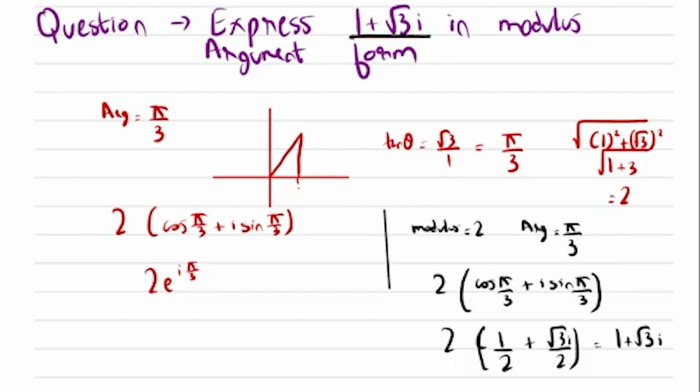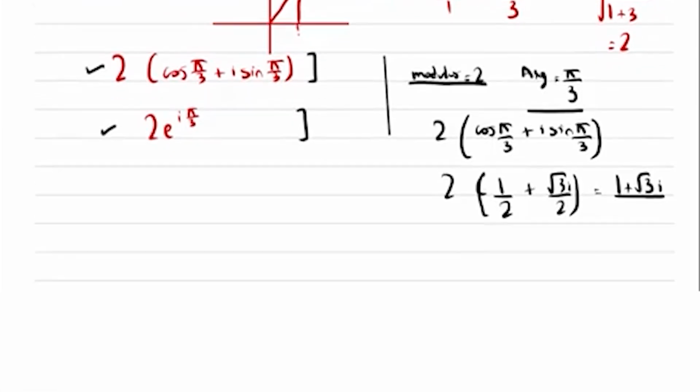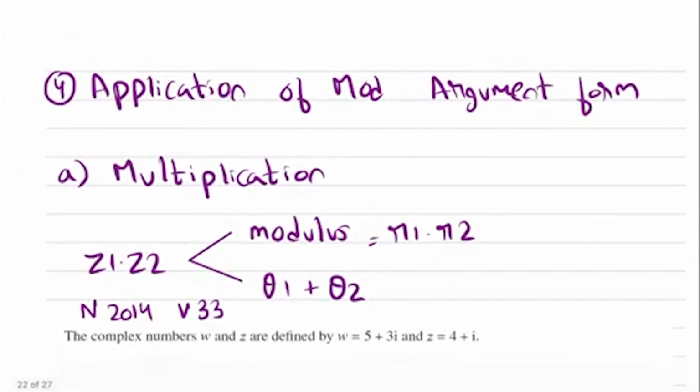So examiner can ask you to write in these forms. They'll either give the form, like write in this form or re^(i theta), or they'll ask you to write in modulus argument form. First thing. Second thing, examiner might give you modulus, might give you argument, and you will be required to find the complex number and solve further. You get this? Now comes the application of modulus argument form, which I'll explain in the next lesson.